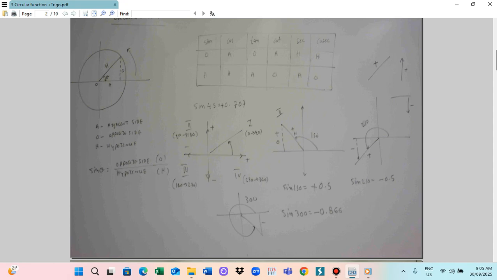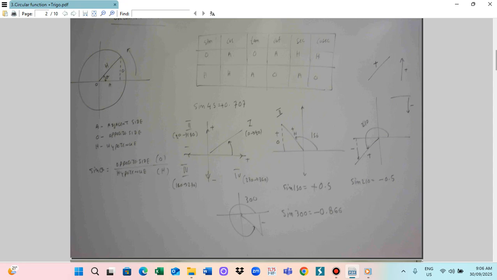Another one, sine 300 degrees. This one also stays negative. So this is sine 300. Sine 300, we can calculate this as 0.866. This is negative because this one goes downward, which is negative.